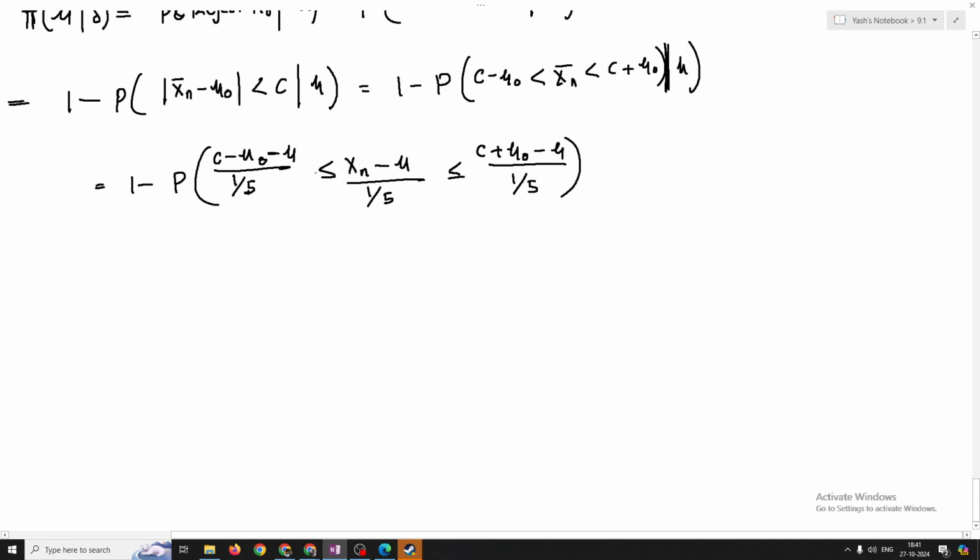Anyway, whatever this is, C minus mu naught, I am doing every step so that it's very clear. I don't think so many steps are required in the exam, but anyway. Basically I am writing this thing as a z variable, and I know the distribution function of this.